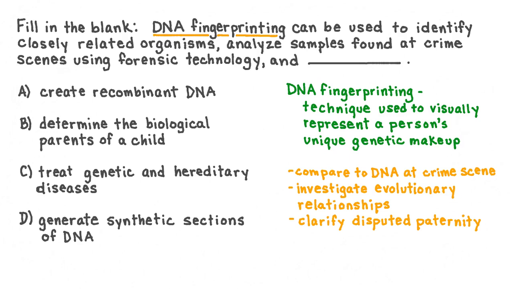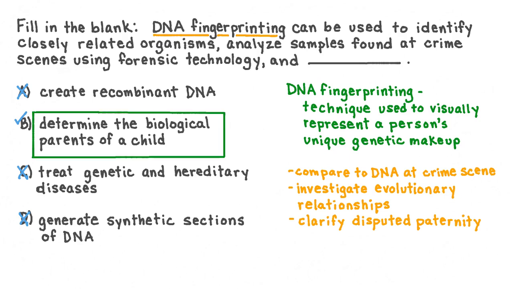However, DNA fingerprinting is not a way to create any type of genetic material or treat any genetic disease. And we do not use DNA fingerprinting to generate synthetic sections of DNA, but only to analyze a sample of DNA that we have taken. So the correct answer is B. DNA fingerprinting can be used to identify closely related organisms, analyze samples found at crime scenes using forensic technology, and determine the biological parents of a child.